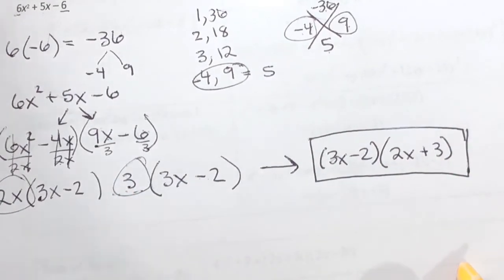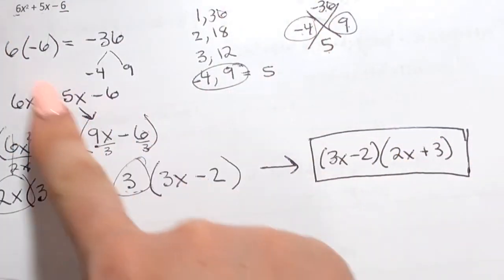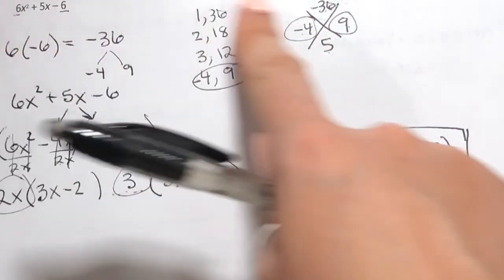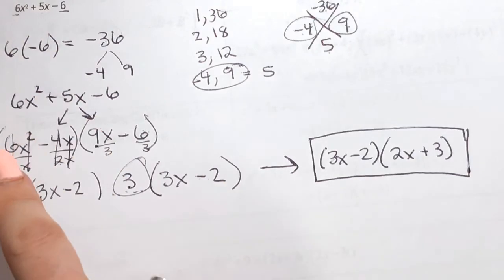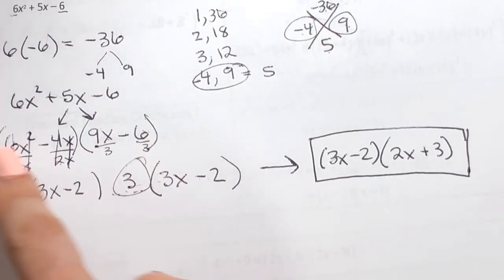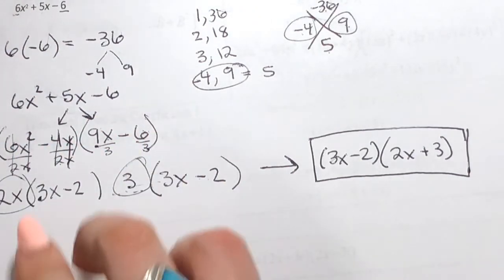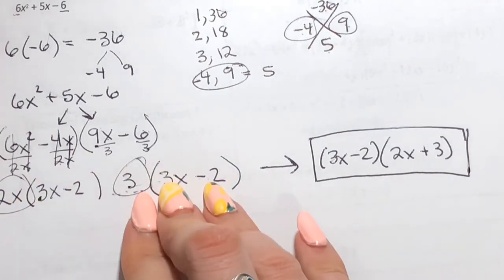Okay. So that is how you do factor by grouping with 3 terms. Again, this whole setup right here is just so that we can take the 3 terms and turn it into 4 terms. And once we have those 4 terms, we're ready to do our grouping and we can get our answer.